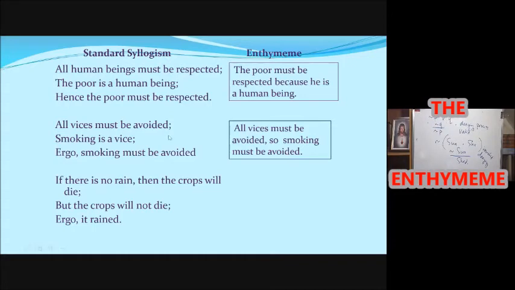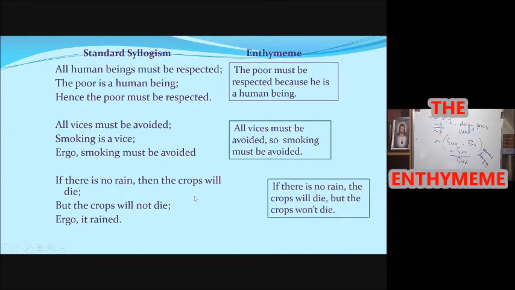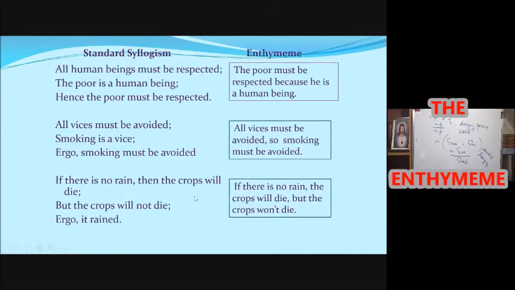Okay. Instead of saying if there's no rain, then the crops will die, but the crops will not die, and therefore it rains, you can just say, well, if there is no rain, the crops will die, but the crops will not die. So this is the standard, and this is the enthymeme. Okay. So that's the enthymeme form.